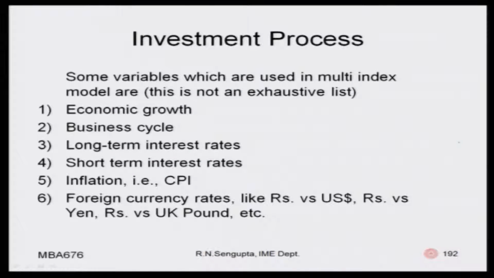So, some variables which are used in multi-index models are the economic growth, what is the rate of change of the economic growth, what is the business cycle, the long term interest rate, whether for 5 years, 10 years, for 1 year, 2 years, what is the short term interest rate, what is the inflation, which is the consumer price index, what is the foreign currency rate, what is the Indian rupees to dollars rate. So, those can also be considered for the multi-index model.